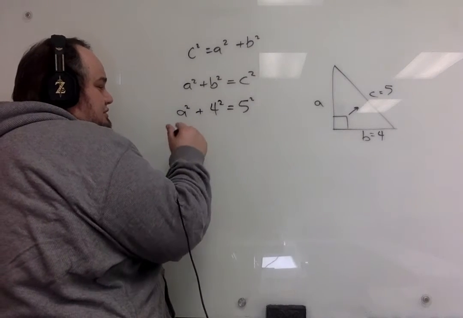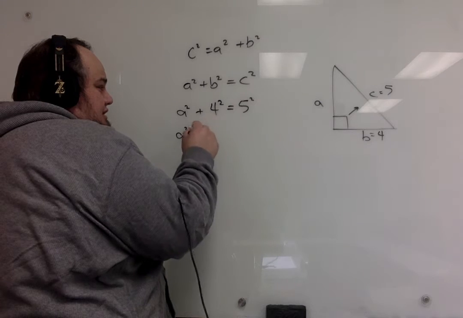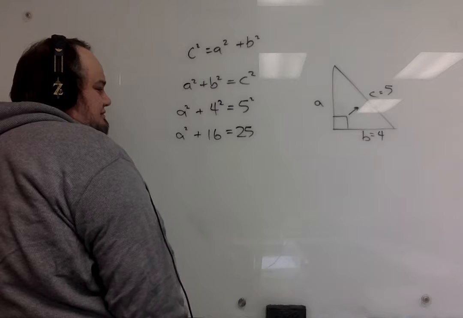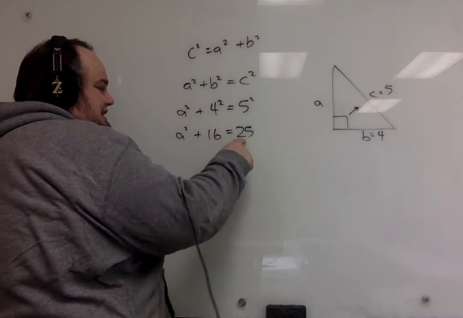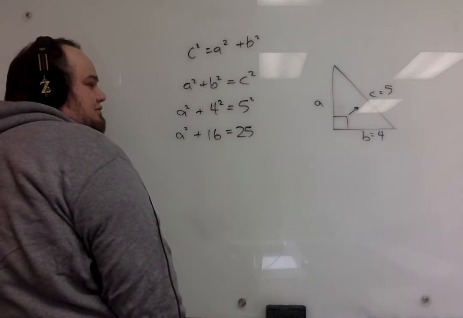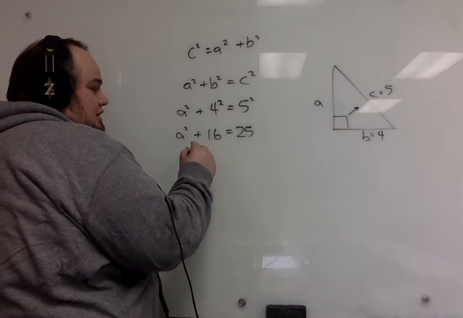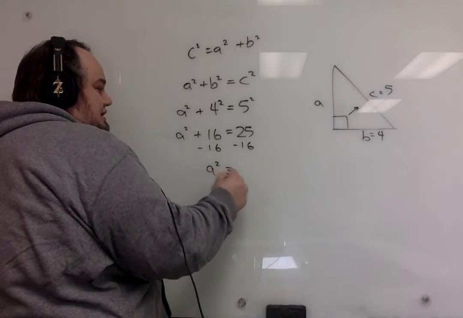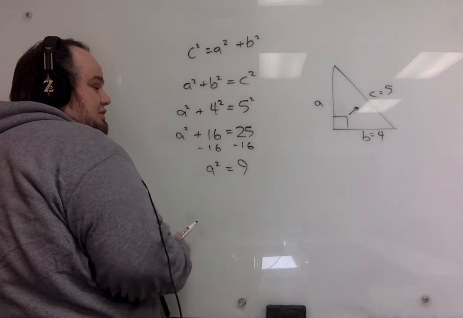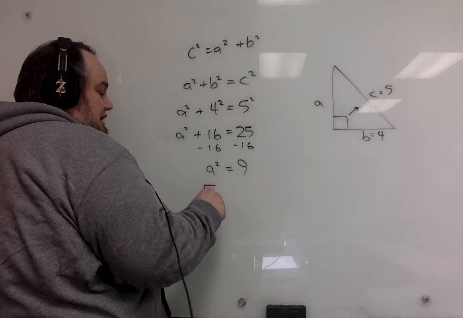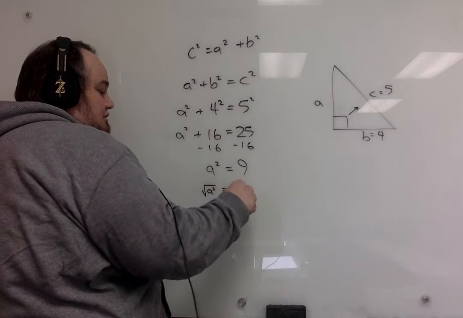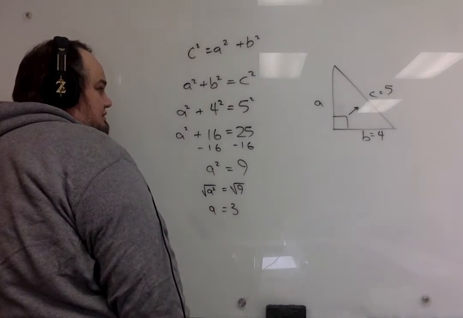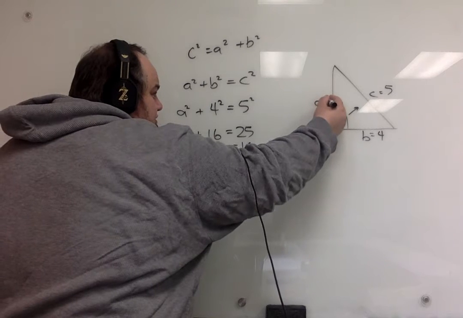Now we're going to evaluate this. 4 squared is 16, 5 squared is 25, and now we have a squared plus 16 equals 25. If you recall from your equation solving, our next step is to subtract 16 from both sides. So you get that a squared equals 9. Then once again, we take the square root of both sides, the square root of a squared and the square root of 9. So we get a equals 3. There's our answer, a equals 3.